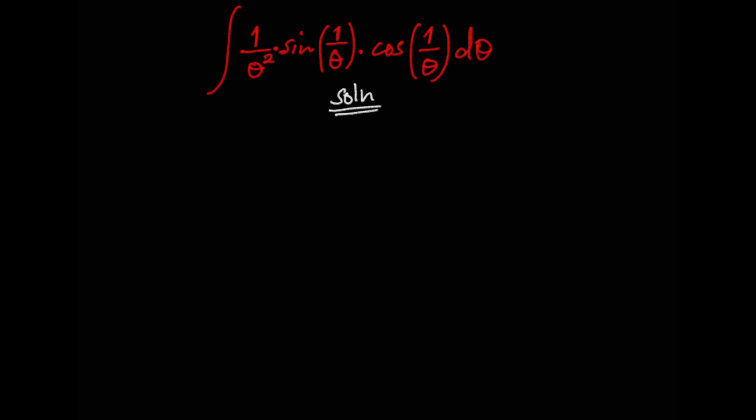Now, looking at this question, one of the easiest ways to solve it is to use u-substitution. For the sake of this video, I'm going to use that method. We are going to let sine 1 over theta be equal to u. Let me write that down: let u be equal to sine 1 over theta.